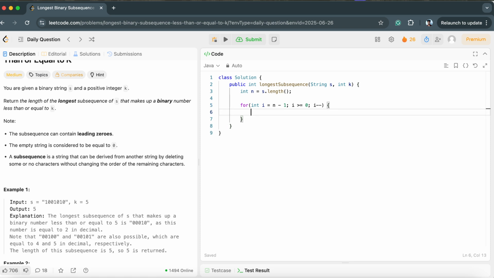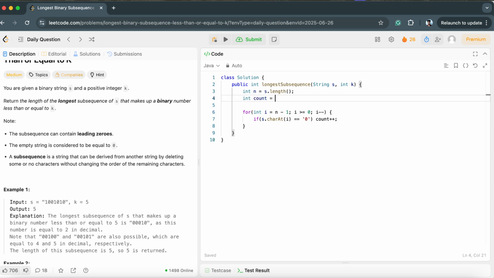And the first thing that we will do is check if s dot charAt(i) is equal to 0. If it is equal to 0, we will simply consider all the zeros, because it can contain leading zeros as well, so we do not have any worry. We basically have to return the maximum length that we can get, so simply we can consider the 0. So let us create a count variable, and we will increment its value, so count is basically incremented.